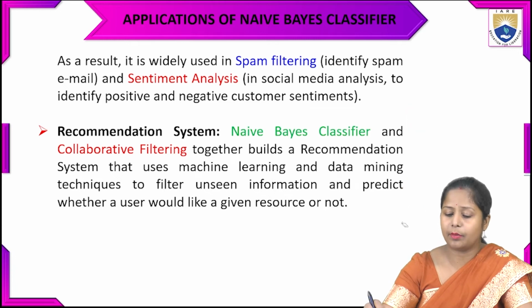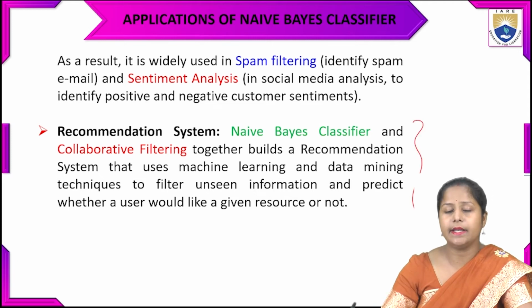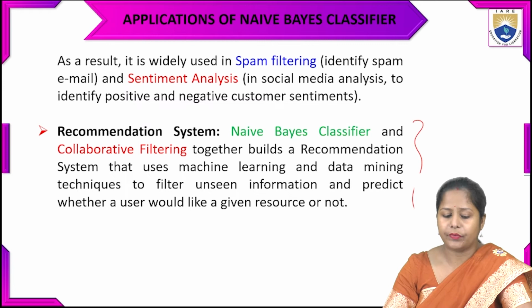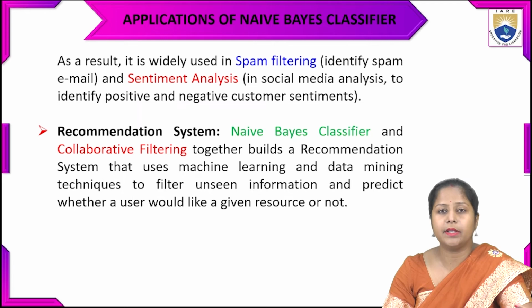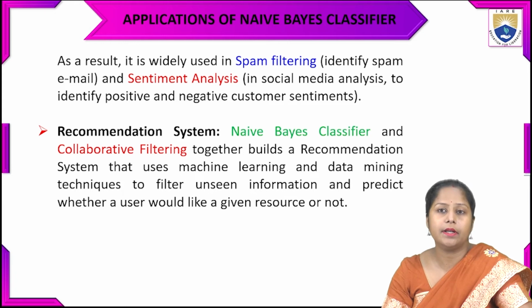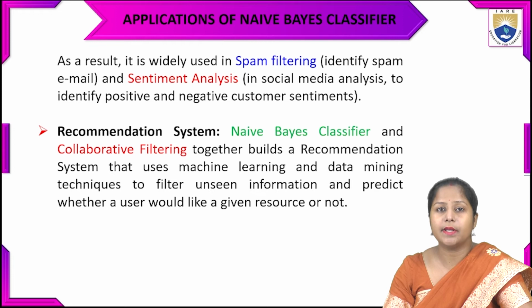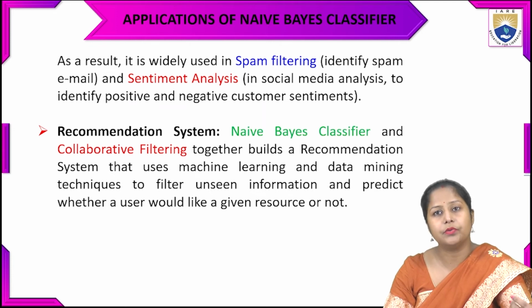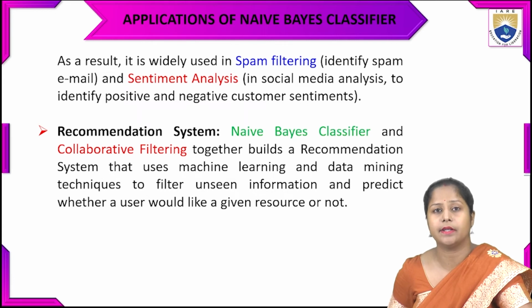Naive Bayes classifier and collaborative filtering together build a recommendation system. It uses machine learning and data mining algorithms to filter unseen information that we cannot see, in the backend, and predict whether a user would like a particular resource or product or not. So in these recommendation systems, the naive Bayes classifier is used on the basis of some possibilities, with machine learning and data mining algorithms.